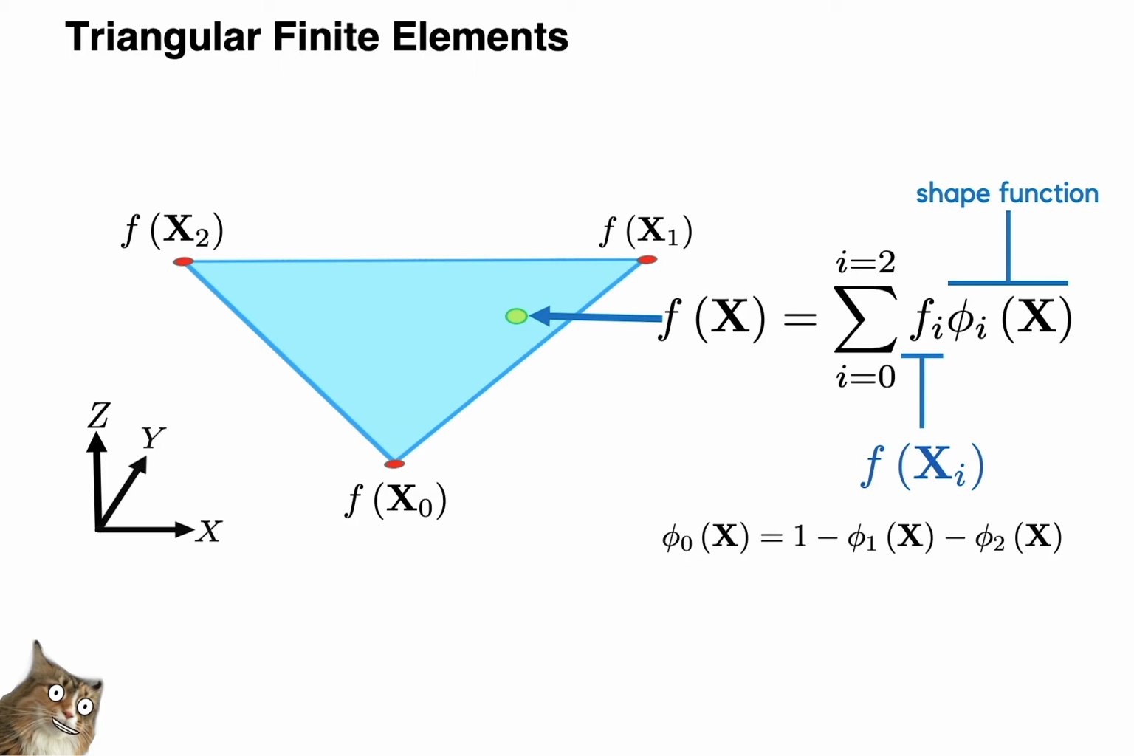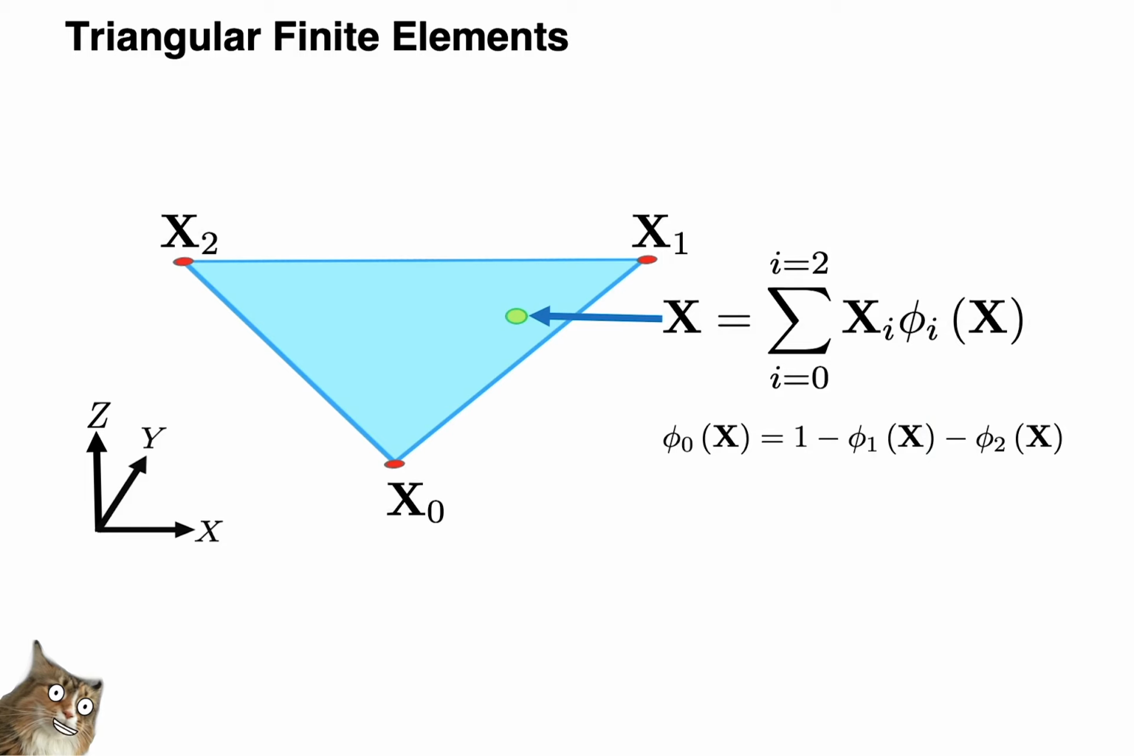We can enforce this by expressing our first shape function, phi sub 0, in terms of the other two shape functions, phi sub 1 and phi sub 2. Now we just keep following the recipe. So given the reference coordinates of our triangle vertices, we will build phi such that they exactly recreate the reference coordinate of points inside our triangular element.